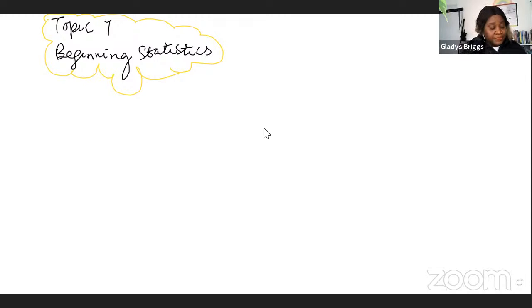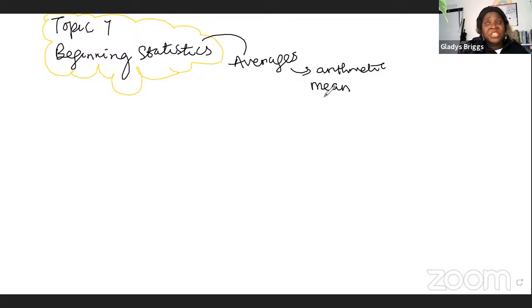All right. Okay, so with statistics, with topic 7, we are mostly going to be working with averages. Here in the UK, when they say the average, they're talking about the arithmetic average, which is the mean. Most people, when they say the average, mean that you add them all up and divide by the total number of data.